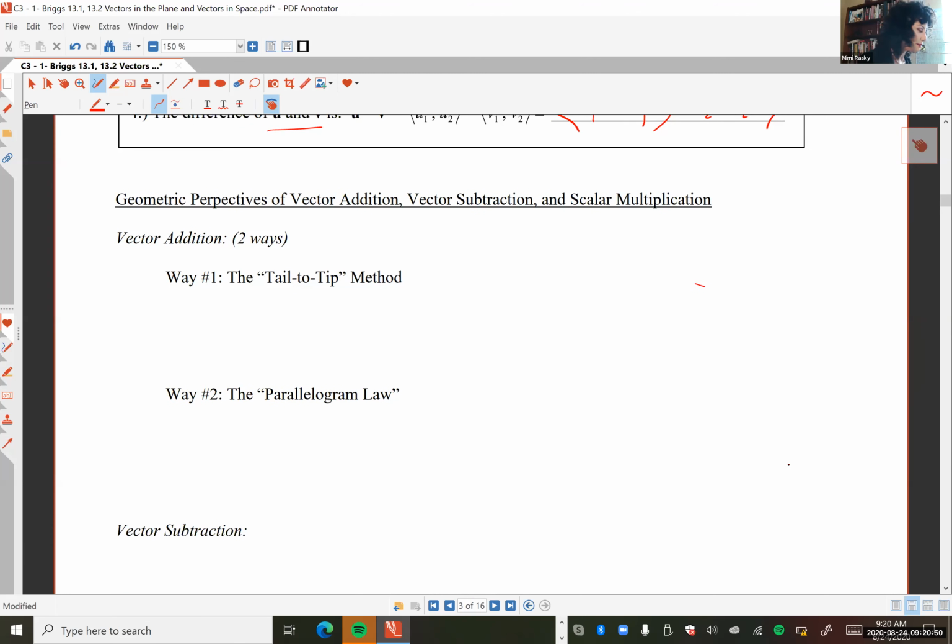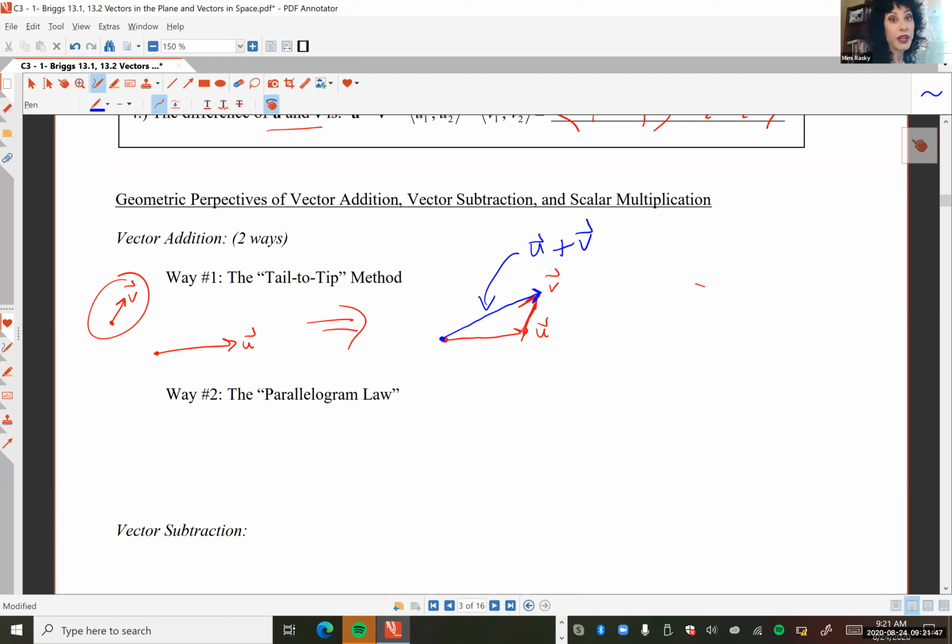Way number one is called the tail to tip method. Let's say you started with some vector u and some other vector v out here. This could be in 2D, 3D, or even 4D, although we can't picture 4D. The tail to tip method works like this. I'm going to copy down the u vector here, and I'm going to translate the v vector, or move him. I still have to maintain his integrity, his length and his direction. I'm going to move him so that his tail is touching the tip of the u vector. Then the sum of u plus v is where I start at the tail of u and end up at the tip of v. So this blue vector here is the resultant vector of u plus v. It's important that you get that because we do a lot of summing with vectors. That is called the tail to tip method.